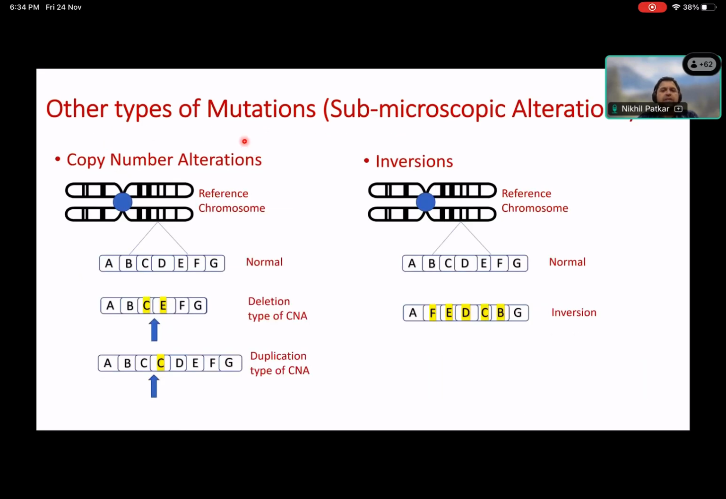There are other types of mutations which occur at a submicroscopic level. These are again detected through techniques such as next generation sequencing. For example, deletion of a particular region of the chromosome, a duplication type of copy number alteration, and an inversion wherein an entire segment of the genome gets inverted.